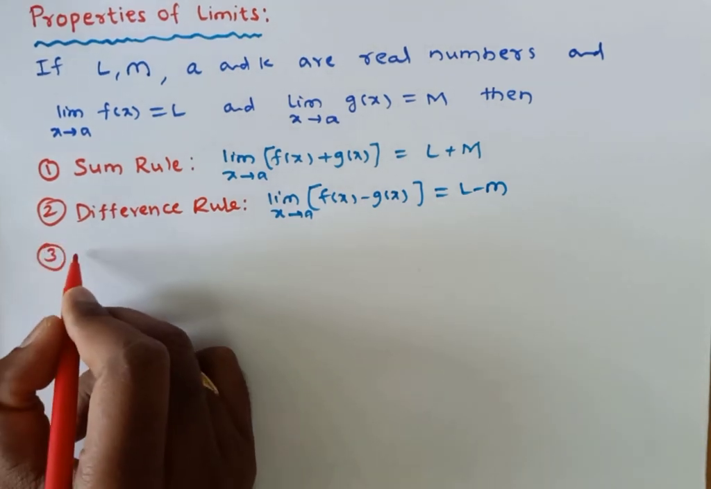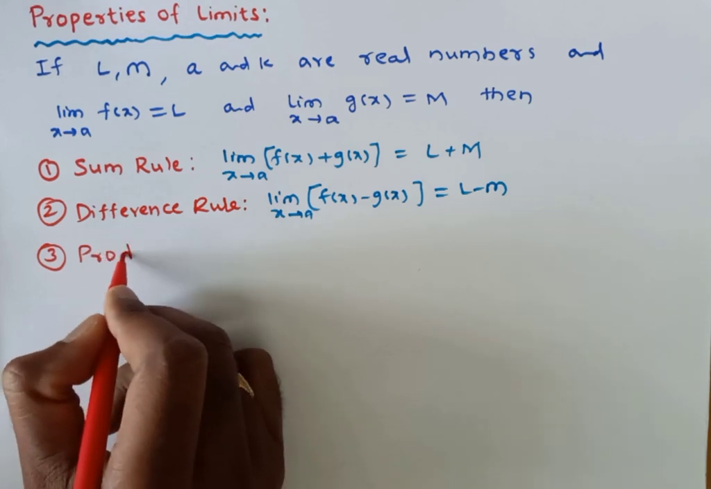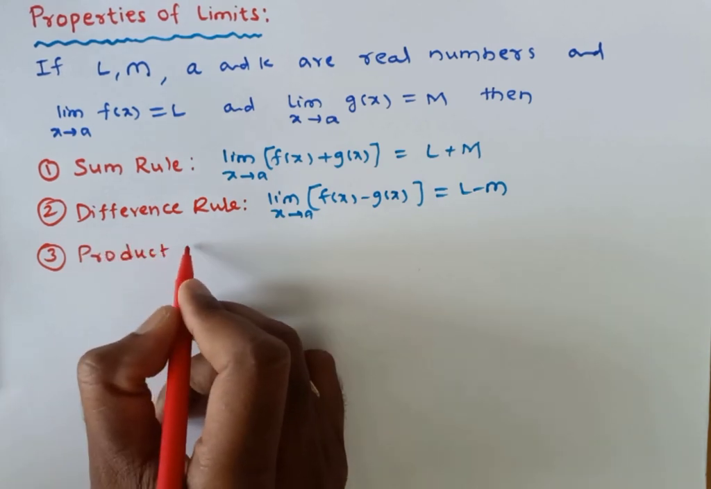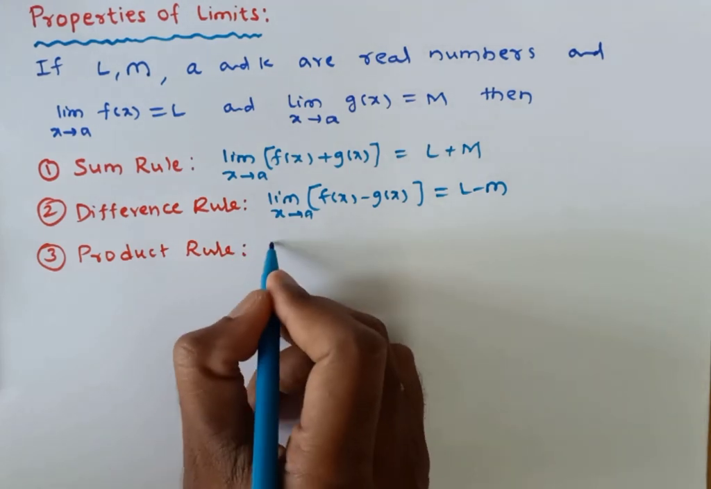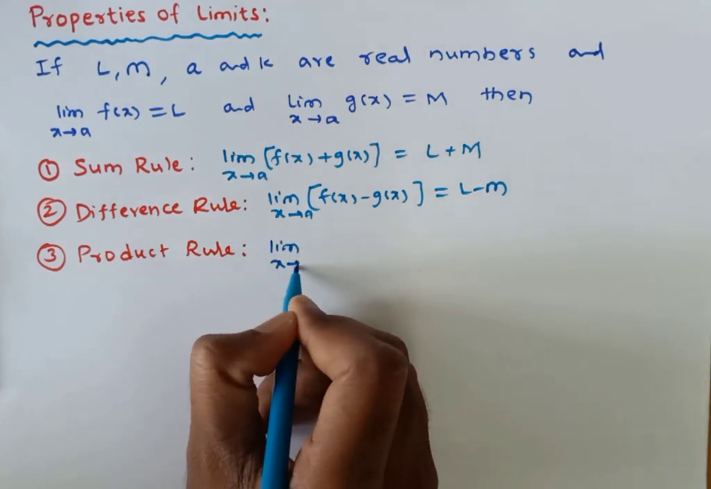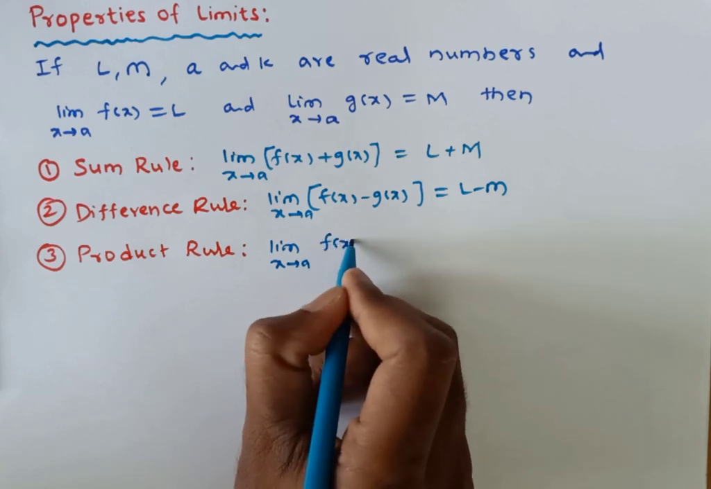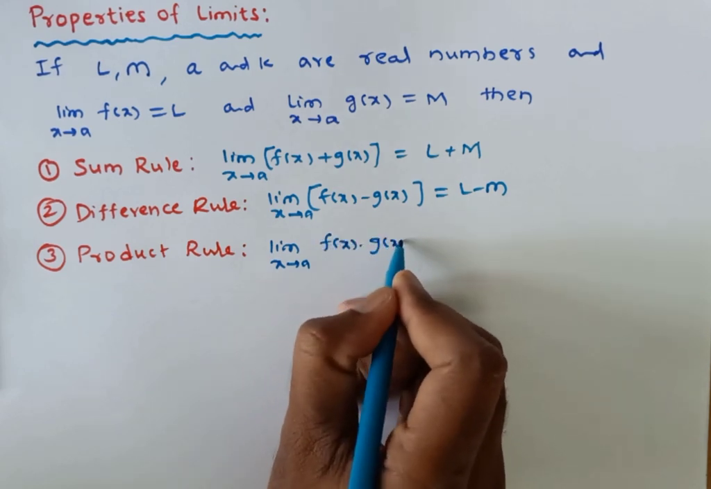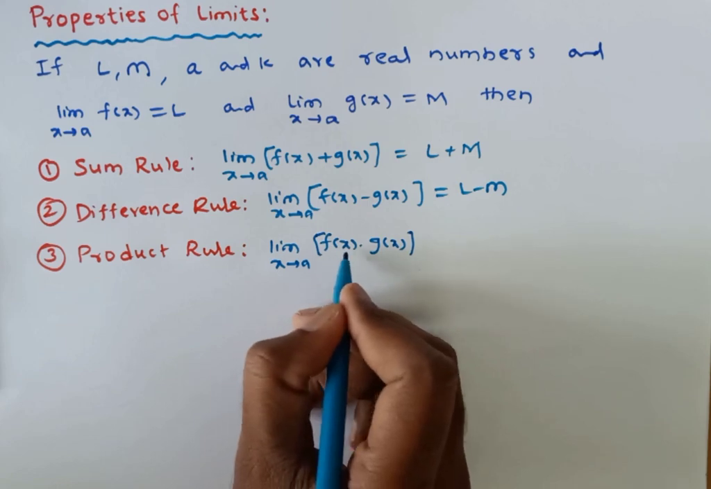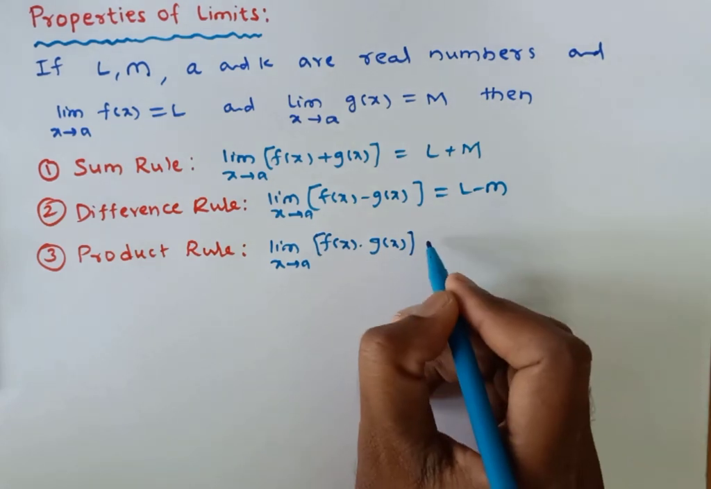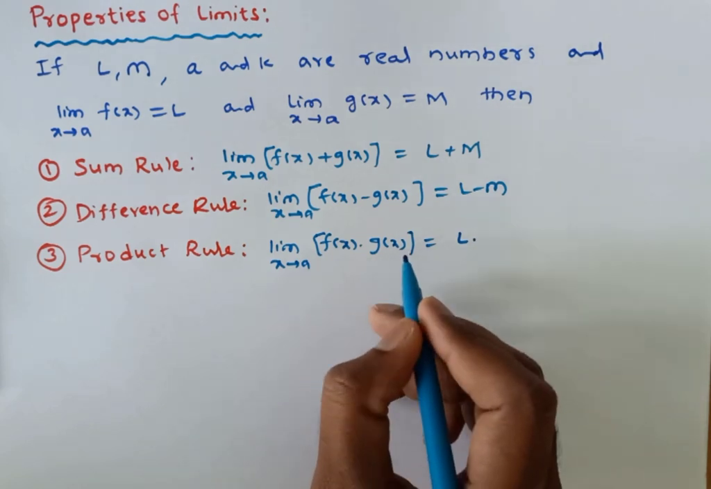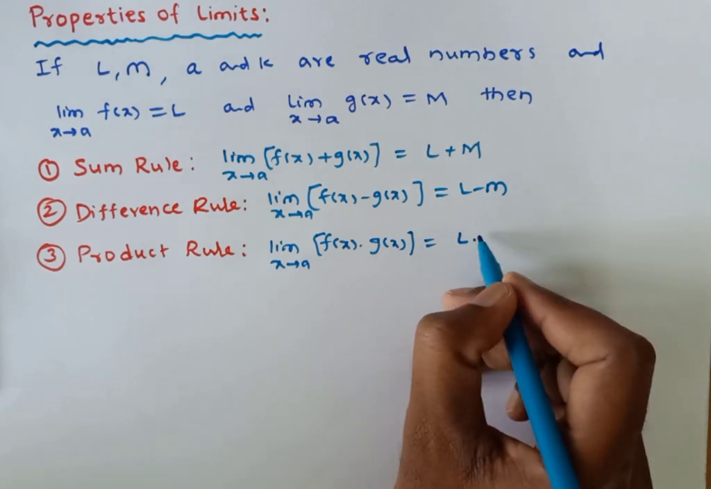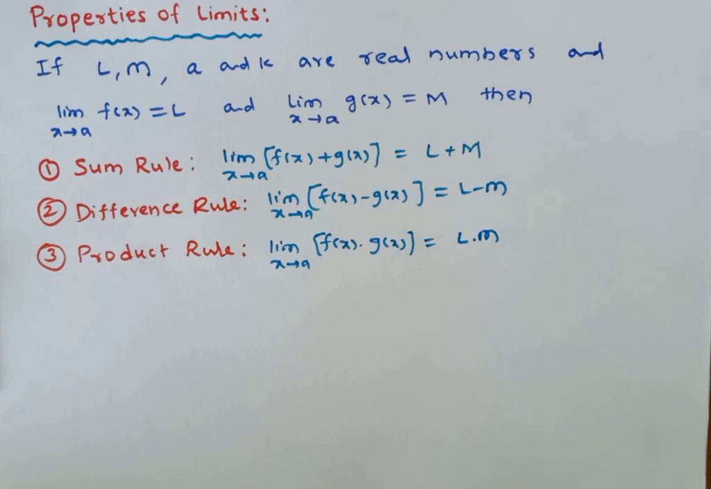Then the product rule. So f and g are in product form. How do we apply the limit? The limit as x tends to a of f of x into g of x. Similarly, we apply the limit to f of x, so we get L, and to g of x as x tends to a, this is M. Therefore it is L into M.